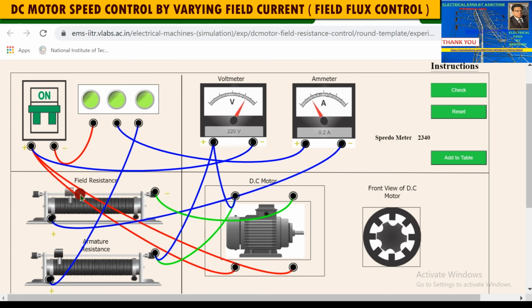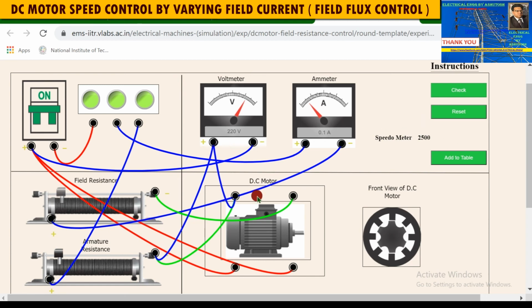You can see, and again you slide left side, meaning you are increasing the field resistance, therefore current is decreased, field flux is decreased, and the speedometer tells speed is increasing, and this was the optimum speed. So this is the optimum speed we can get from this DC motor, 2500 rpm.